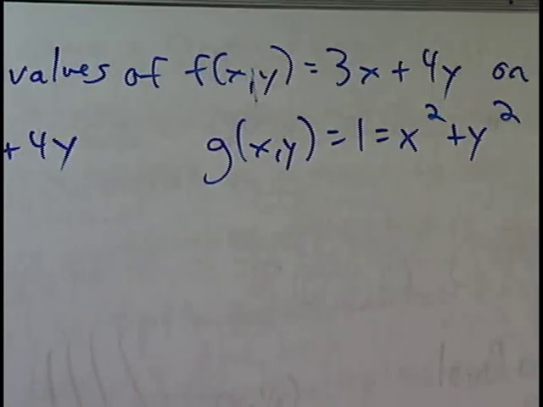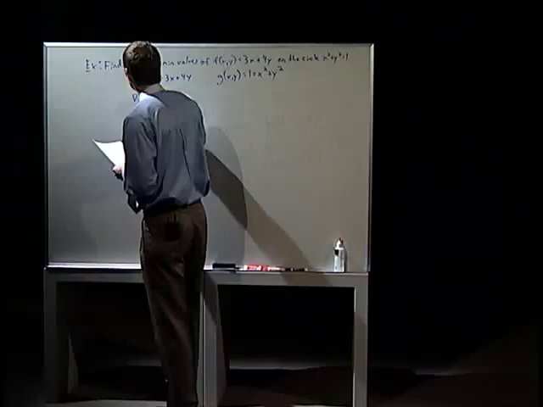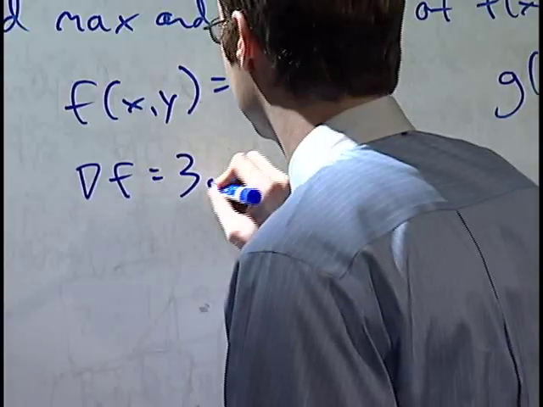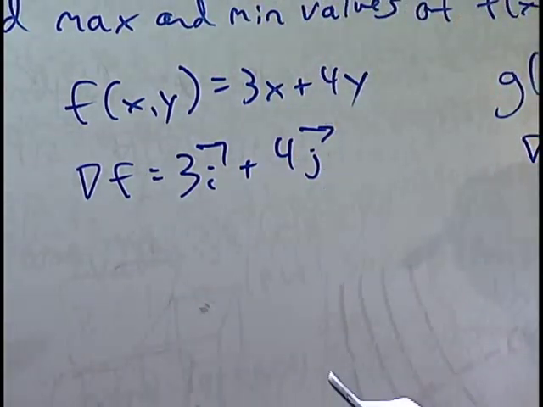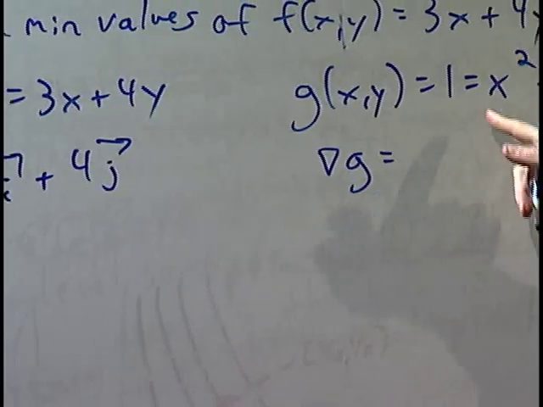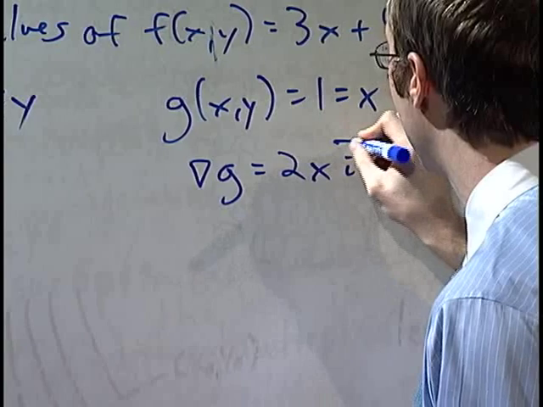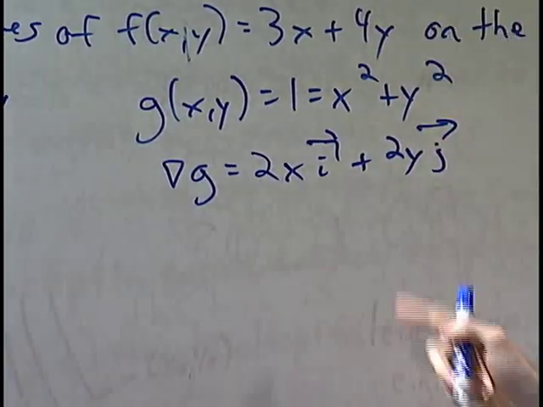So let's do the gradients. The gradient of f is 3i plus 4j. That's pretty easy. The gradient of g: remember, I don't care if the constant is on the other side or not. It's just a constant, it's not going to matter, so you can leave it right here. So this is 2xi plus 2yj. So there are your gradients.